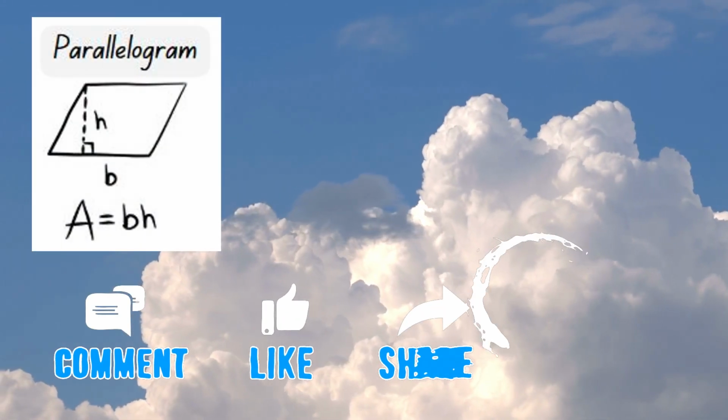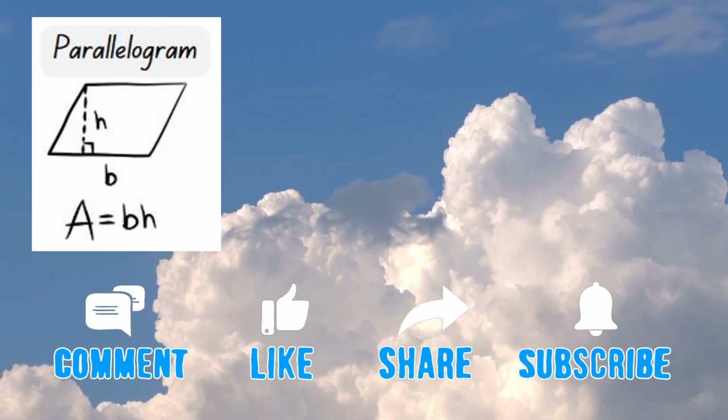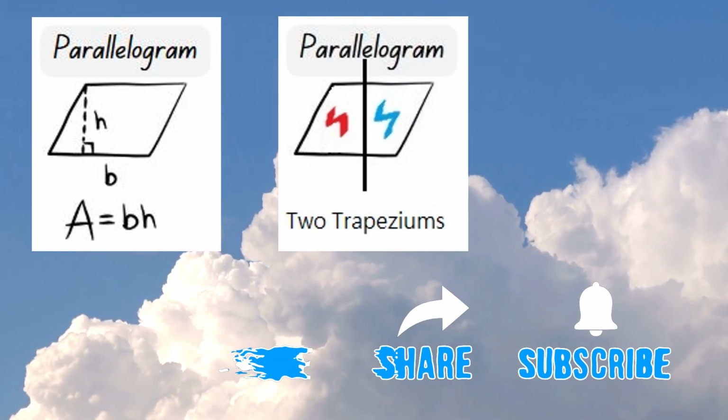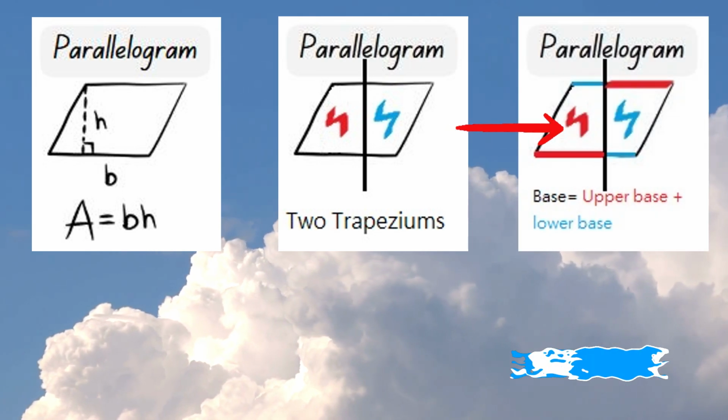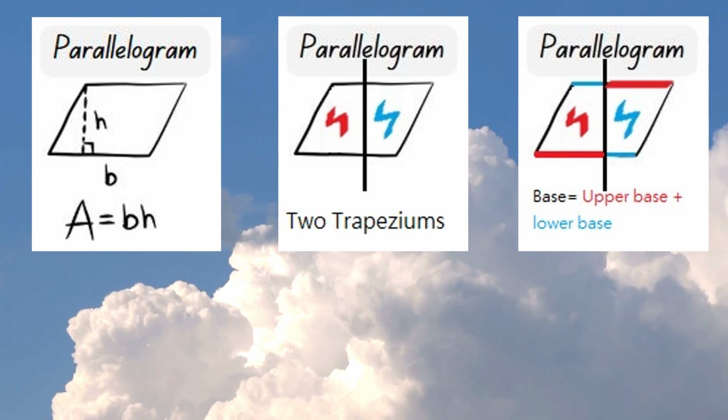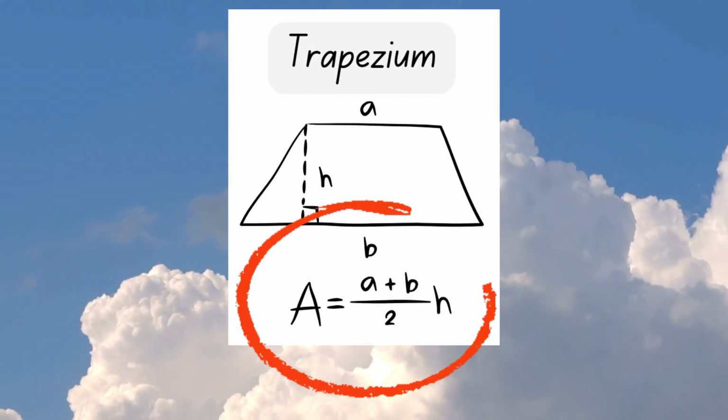The area of a parallelogram is base times height. We can cut it in half and get two trapeziums. The sum of the upper base and lower base equals the original base of the parallelogram. That's how we get the area of a trapezium.